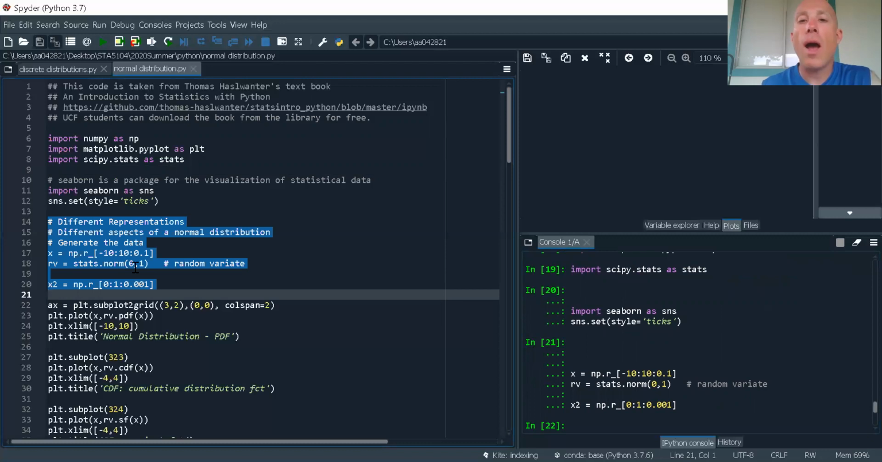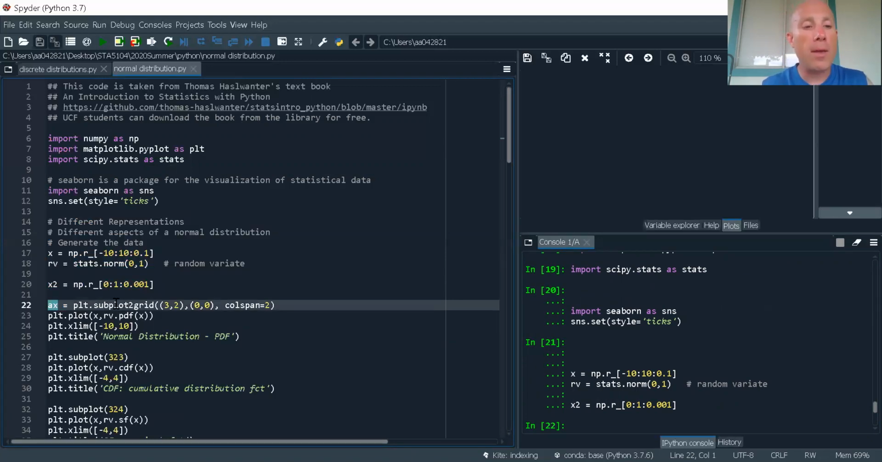Then we're going to generate some data. Now, I want to plot some particular aspects of this data. Something that's nice about Matplotlib is it makes it very easy to create subplots. This is probably the strongest feature of Python visualizations, the subplot aspect, where I have a lot more control, and it's much easier than in SAS or in R or SPSS. So I'm going to make a subplot grid. See, I've got 3 and 2, 0, 0, and column span is 2.